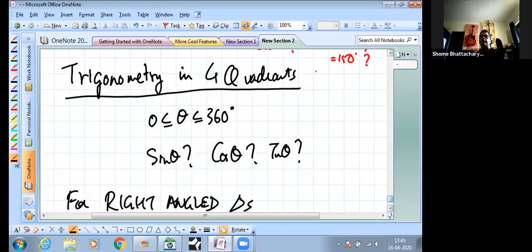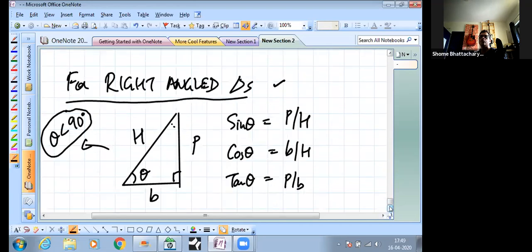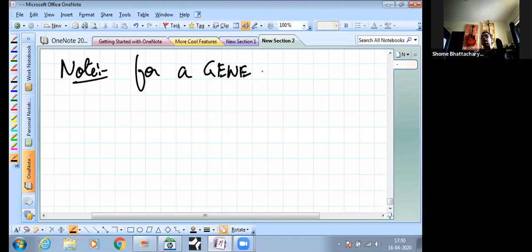This is what we are trying to learn now. The background is that we know how to apply trigonometry in right angle triangles. So this is where we'll see that for 4 quadrants, for a general value of theta, there is no restriction that it has to be acute. So theta can be anything from 0 to 360 degrees.